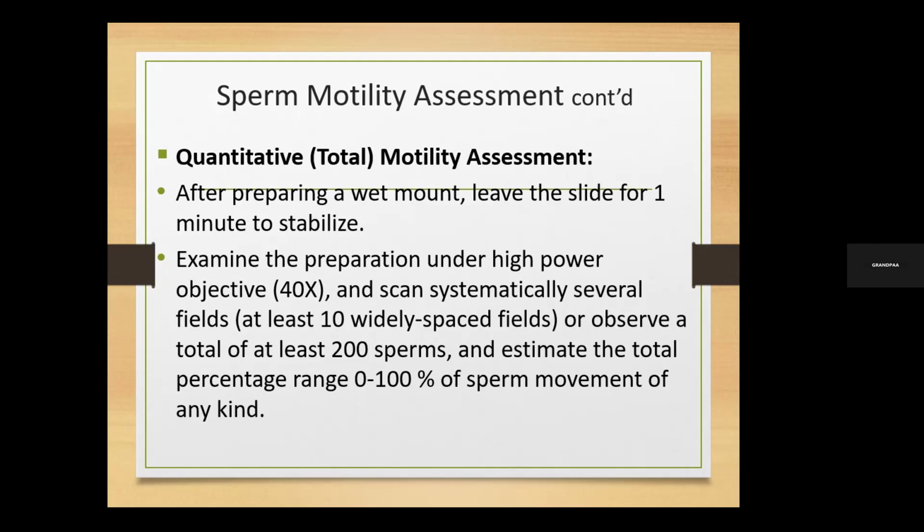So you look at several fields, just like when you're doing your urine deposit. You don't look at one field and do a report. You look at several fields, and then you have a fair idea about what you saw from the various fields, and then you average them to do your reporting. The same thing applies to a wet mount: you scan through the field, look at about 10 different fields, and then you have an idea about the motility compared to the sperm that are dead.